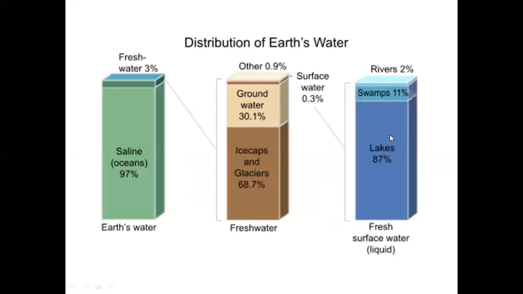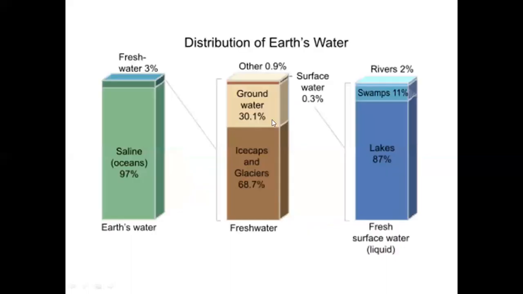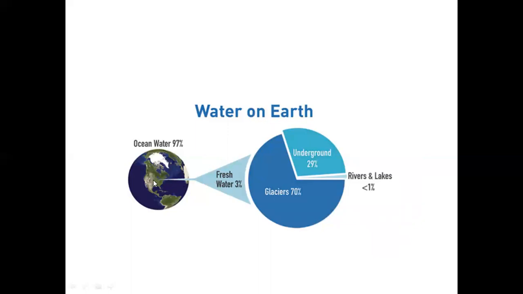Here we are able to see the 3% of fresh water, and that side is given here. 97% is ocean water and fresh water is 3%. Of the fresh water, glaciers make up 70%. This is glaciers, 70% of it. Underground water is 29%, and rivers and lakes are less than 1%.